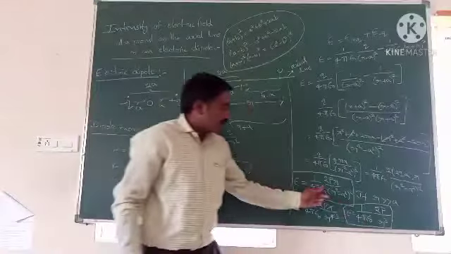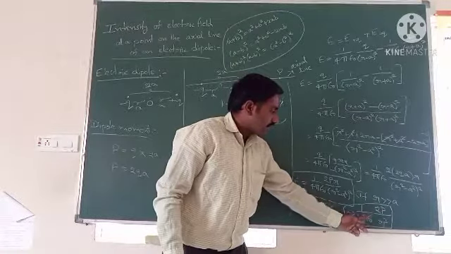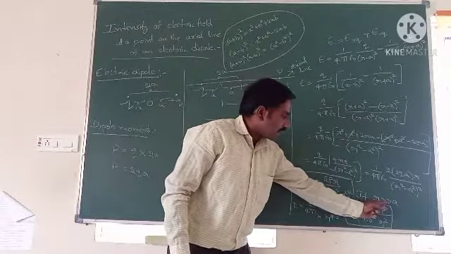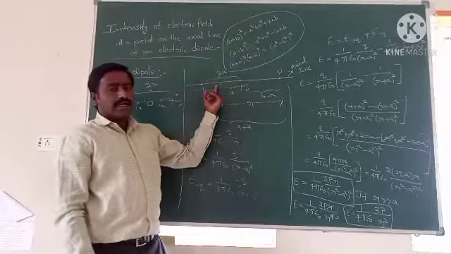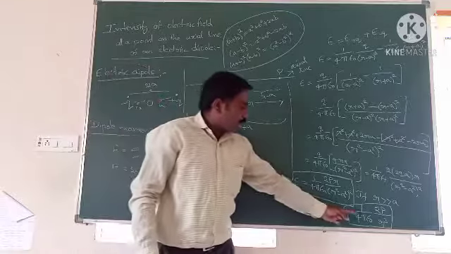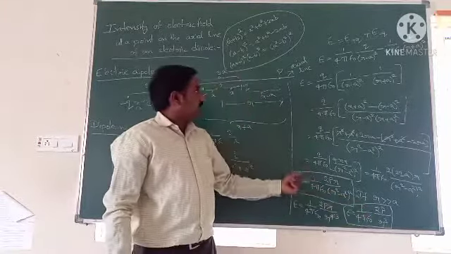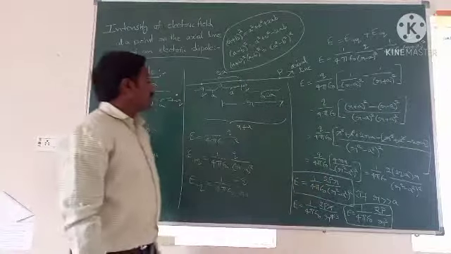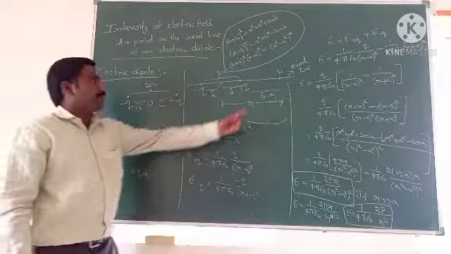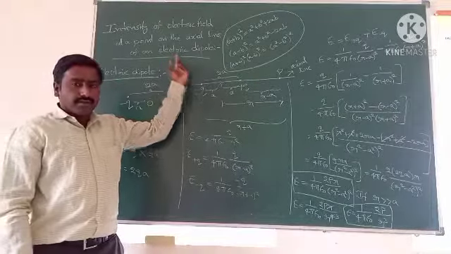So what is the difference between these two formulas? What is the condition for this formula? r is greater than a. That means the point P is far away from the electric dipole. If the point P is far away from the electric dipole, this is the formula. If the point P is near to the dipole, this is the formula. So these are the formulas of electric field intensity at a point on the axial line of an electric dipole. Thank you.